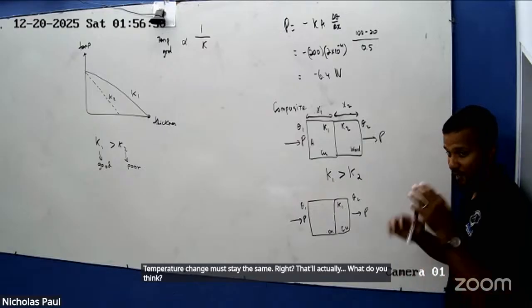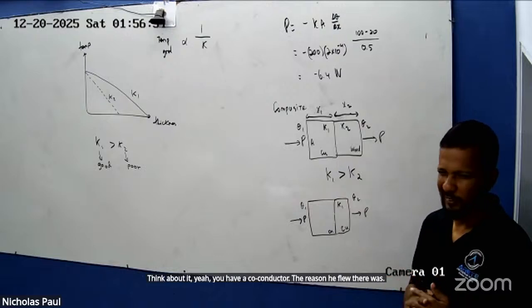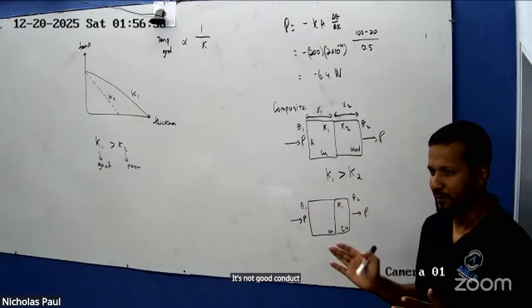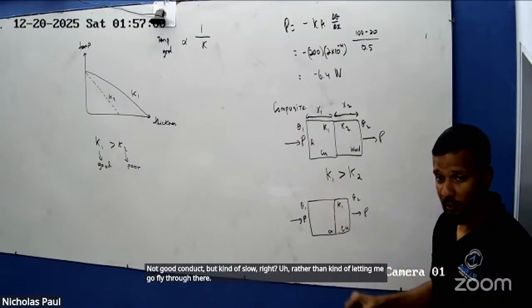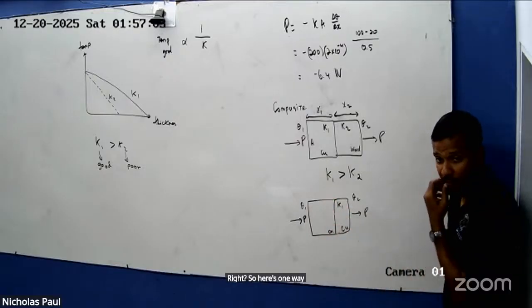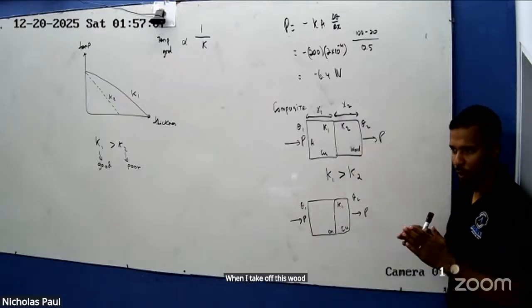Think about it. You have a poor conductor. The rate of heat flow there is slow, because it's not a good conductor. With a really good conductor, the heat will fly through. So here's one way to figure out the data. We'll work out the actual number later on.